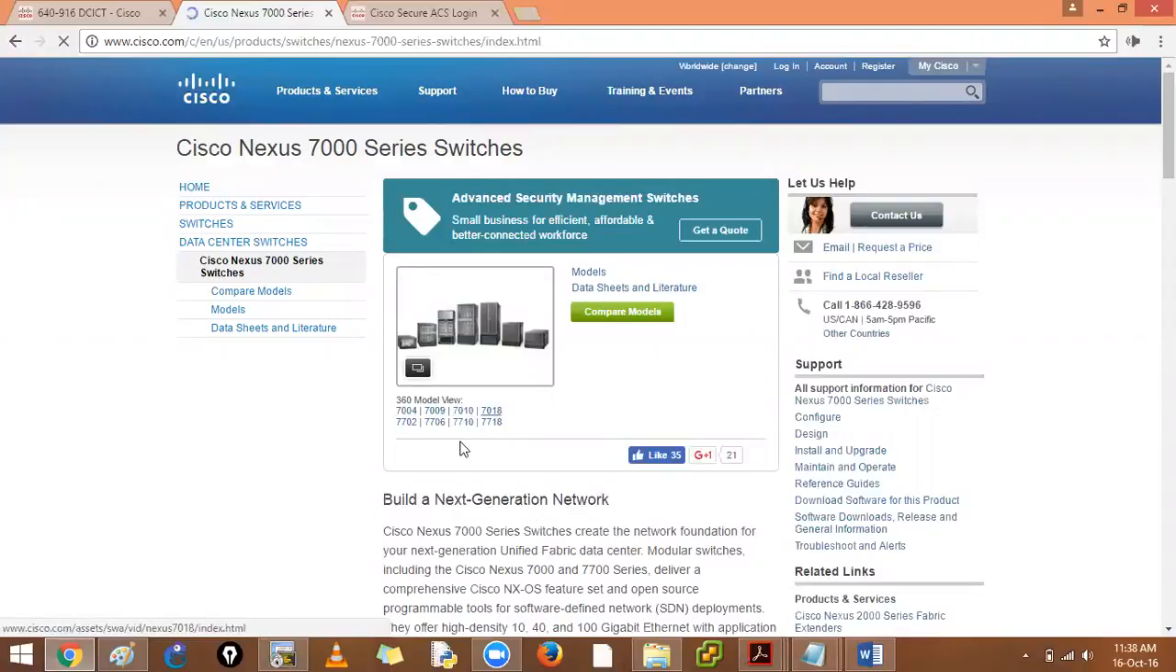Now the thing to understand is the 4, the 9, the 10, the 18. These are your units. You can say your modules inside it. How many units can be added? So there will be at least 2 units gone for controlling. That is the supervisor module. I'll tell you about that. But just notice over here, 7004, 7702. So there are 2 variants: 7 first generation, 7 second generation.